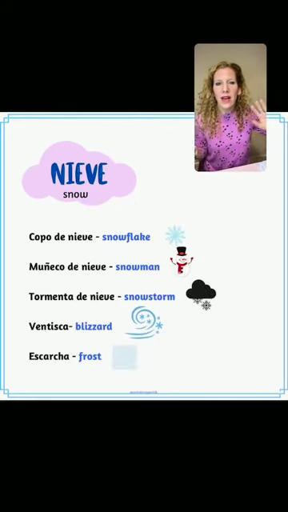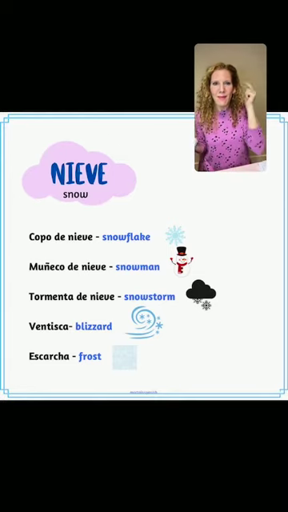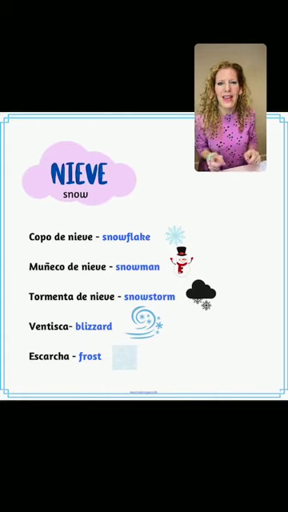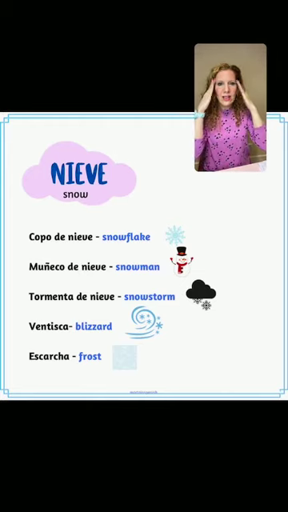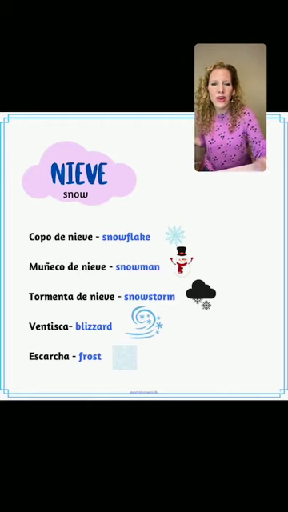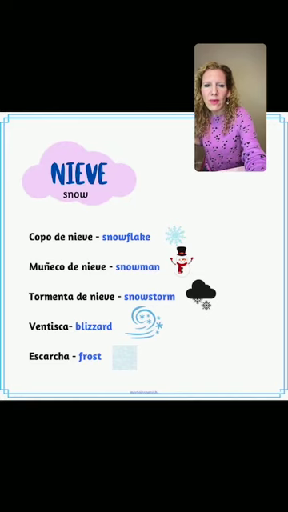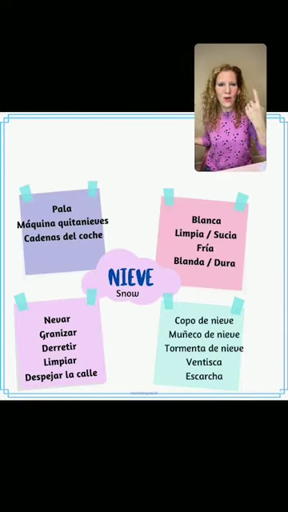Same thing. I thought about copo de nieve, and remember, if you can, draw something there, because it will get better in your brain. You will remember, okay? Muñeco de nieve, tormenta de nieve, okay, snowstorm, ventisca, okay, blizzard, escarcha, frost. Okay, so look at so many words we have learned with only one word. Remember, nieve, okay, one word. And look at all the things we have learned.